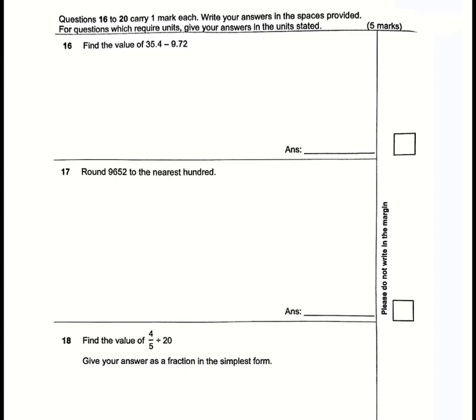So this is involving find the value of 35.4 minus 9.72. So this is basically decimal subtraction. The rules to be remembered for decimal subtraction: align addition or subtraction of decimals. The first rule is align the decimal point here.